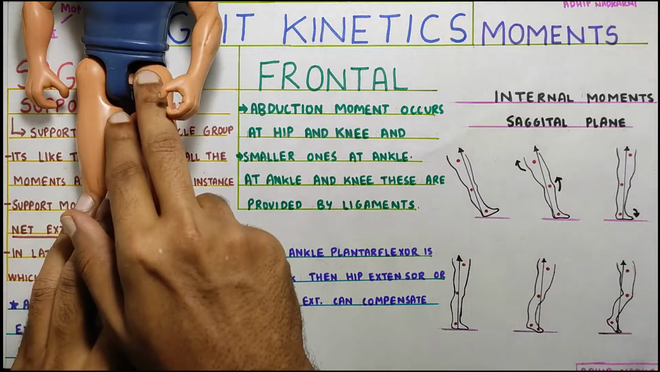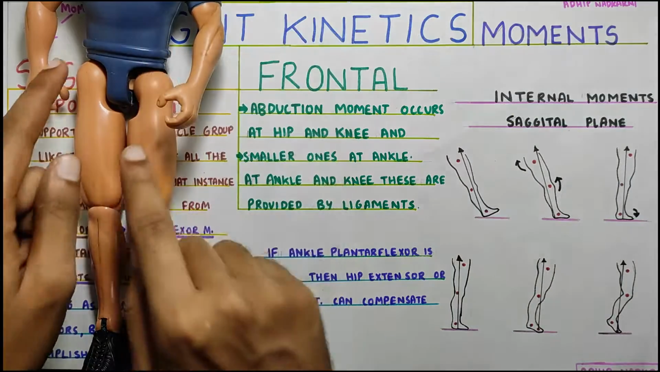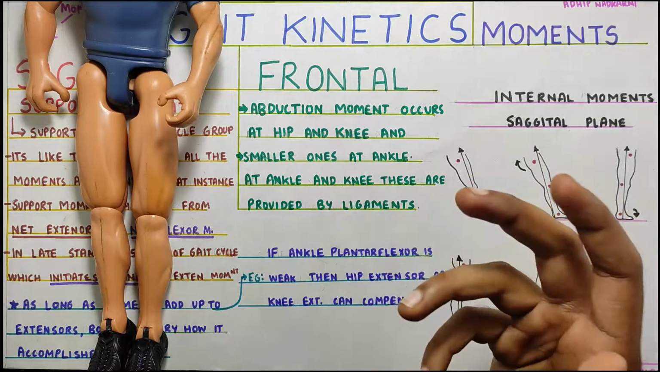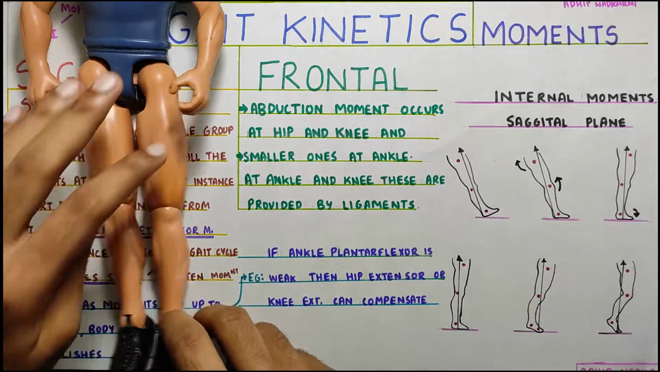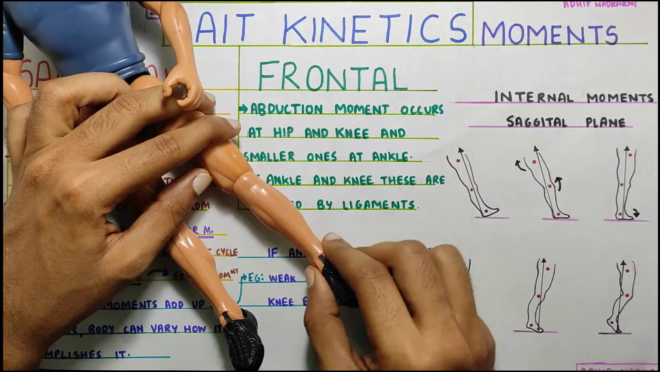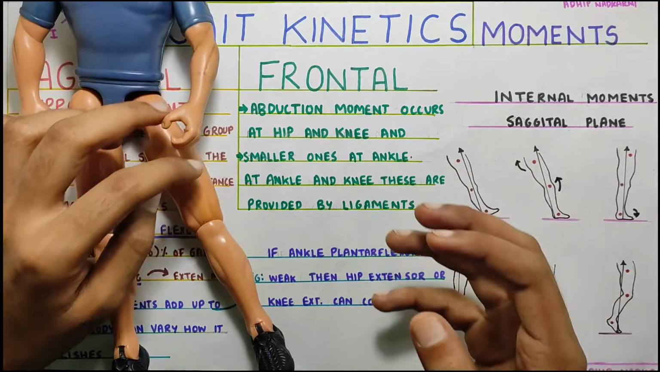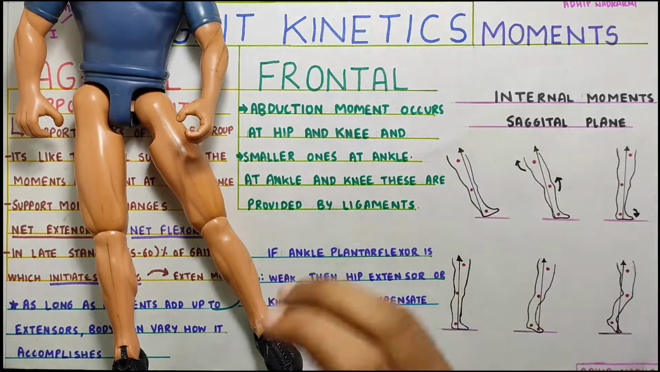So again over here, the abduction movement occurs at the hip joint and also the knee and ankle joint. At the hip joint, it will be his abductor muscles which will be creating his movement. But at the knee and ankle, it was seen that this kind of abduction and adduction, right, the small movements, if you can see over here, the small movements, they were supported mostly by your ligaments. So that's all we have under the frontal plane.